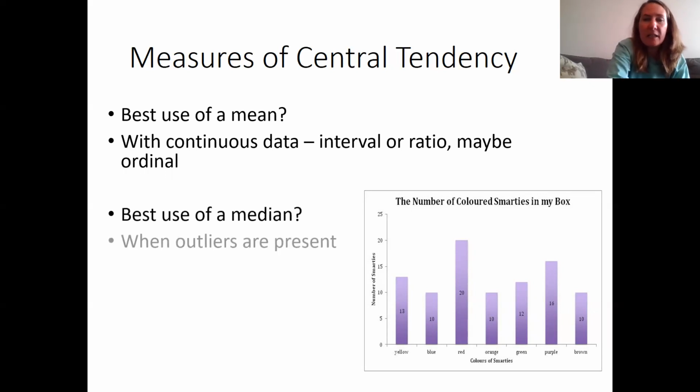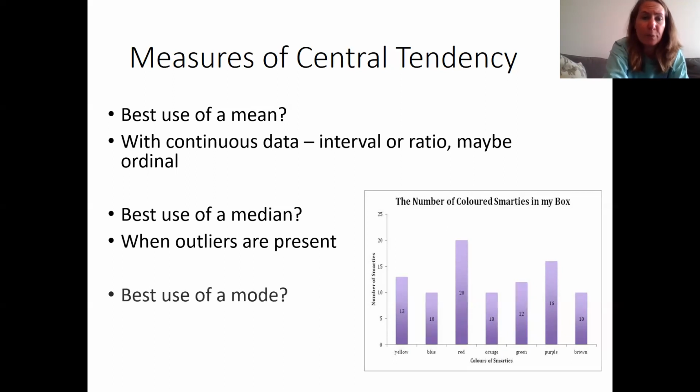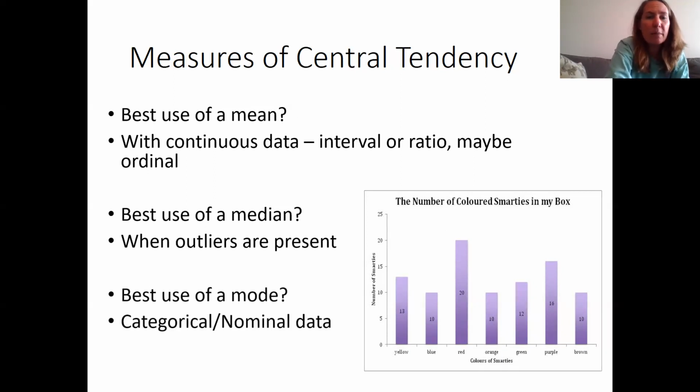For the median, the best use is whenever you have those outliers, because whenever you have those outliers, especially if you're unable to take care of them in a statistically legal way, then the median is going to be your best. It's going to be superior over the mean in those instances and a better descriptor. And then the mode is going to be best whenever you're looking at categorical data.